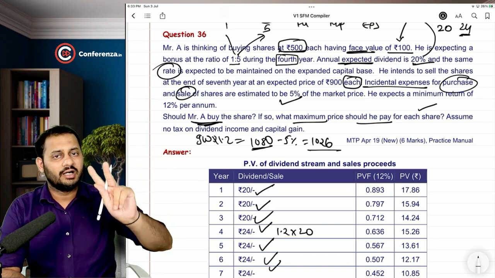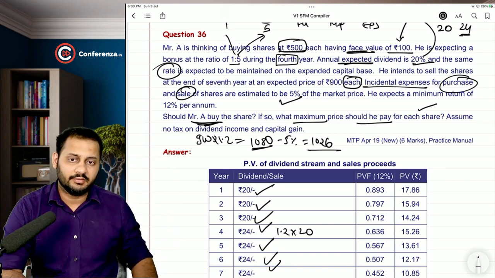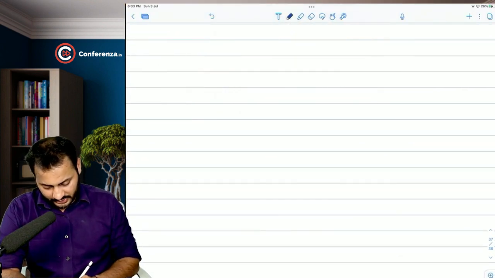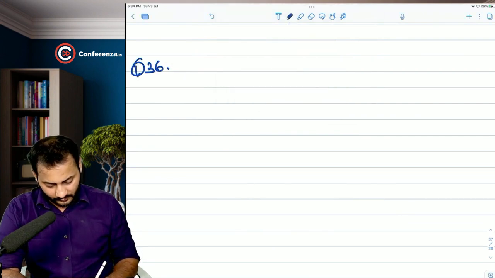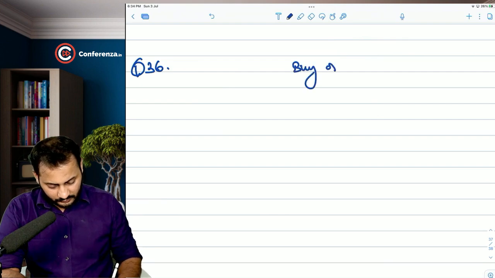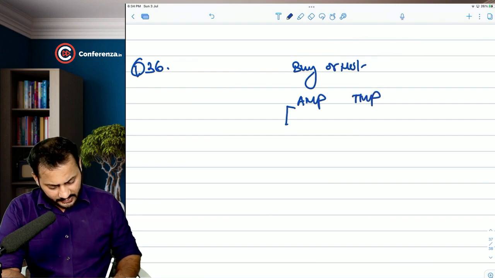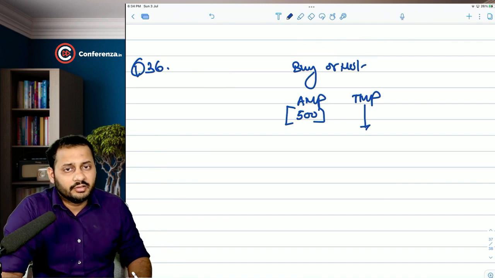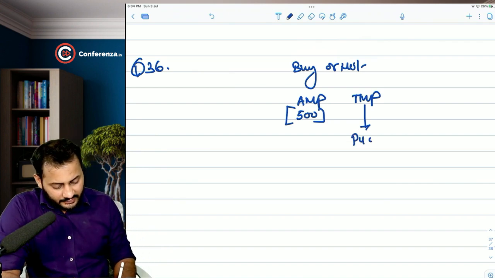So there are two questions which we have to answer in this part. First, whether we should buy it or not. So understand the process. Question number 36. It all depends upon the actual market price and the theoretical market price. Actual market price is 500. Theoretical market price is what we have to calculate. So how are you going to calculate the price? It is nothing but the present value of all, or we can say present value of future cash flows.